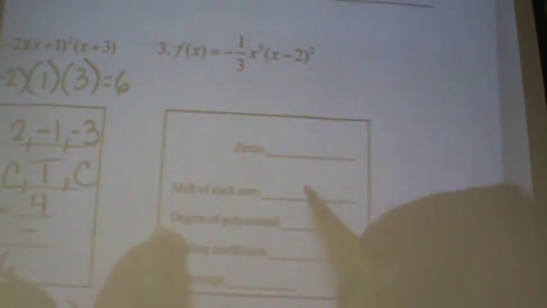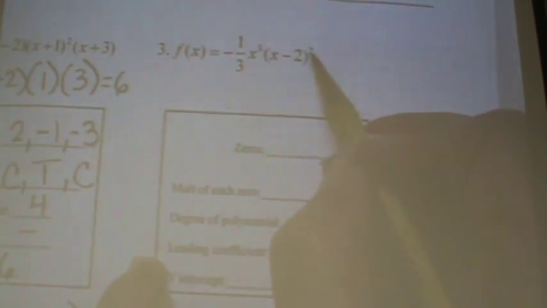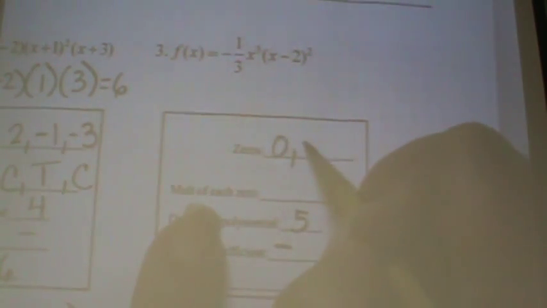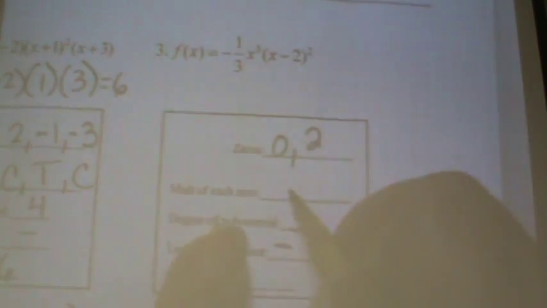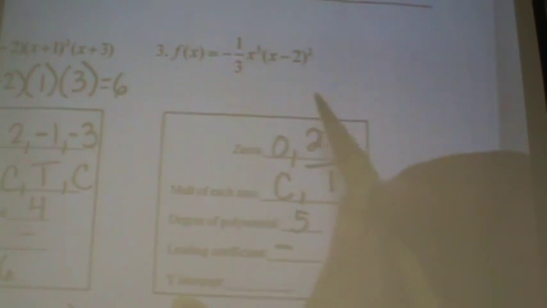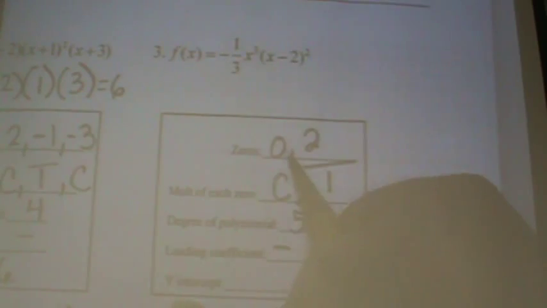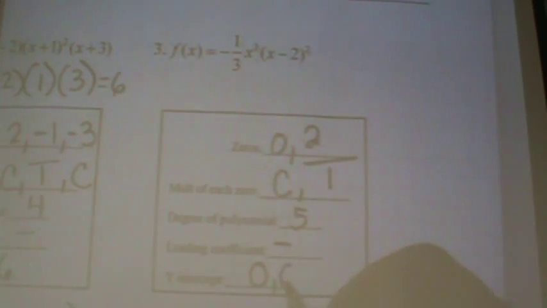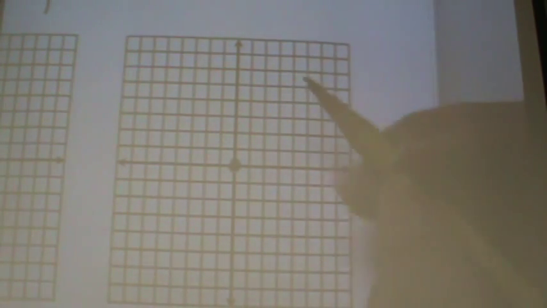Number 3, this one has a degree of 5. 3 plus 2, the degree is 5. The leading coefficient is negative. The zeros are 0 and 2. And the multiplicity, this one's odd, so it's going to cross through. And this is even, it's going to touch. Now, because 0 is an intercept, it's also going to be a y-intercept. Because if you were to plug 0 in it, 0 times anything is 0. So this one, 0, 0, and 2.